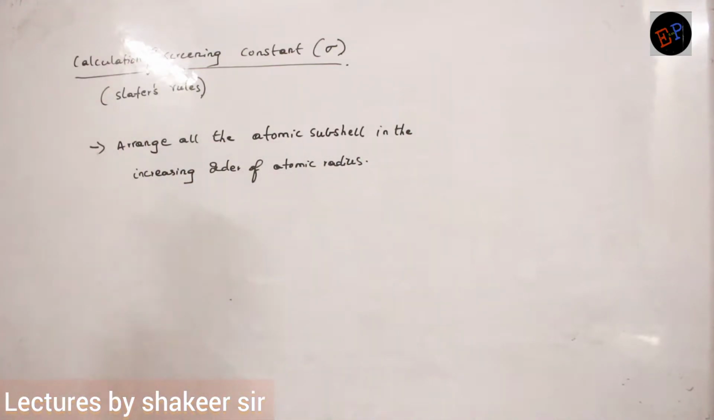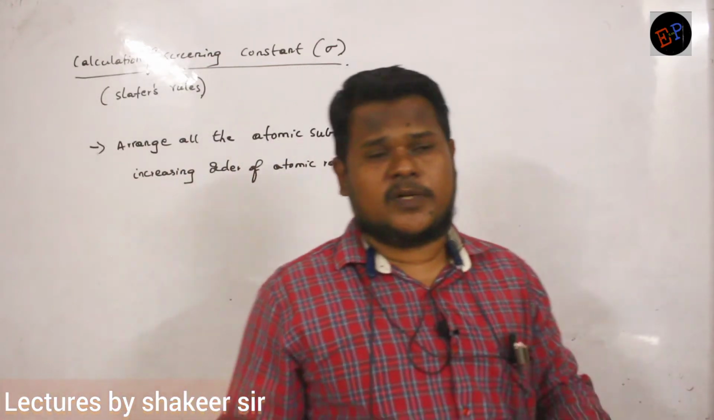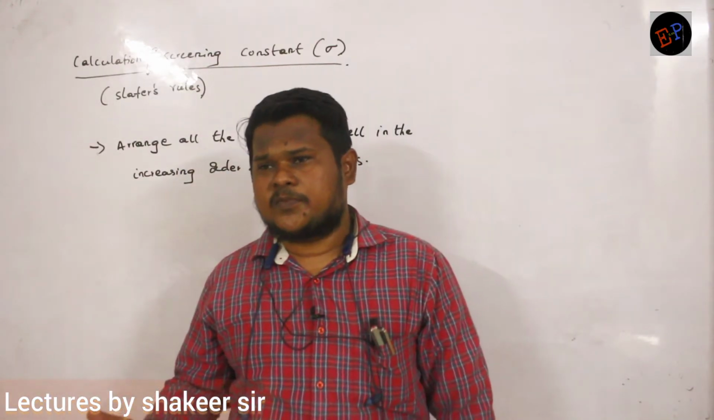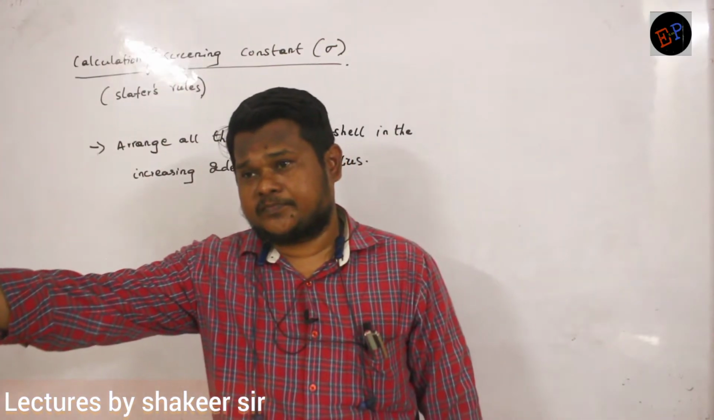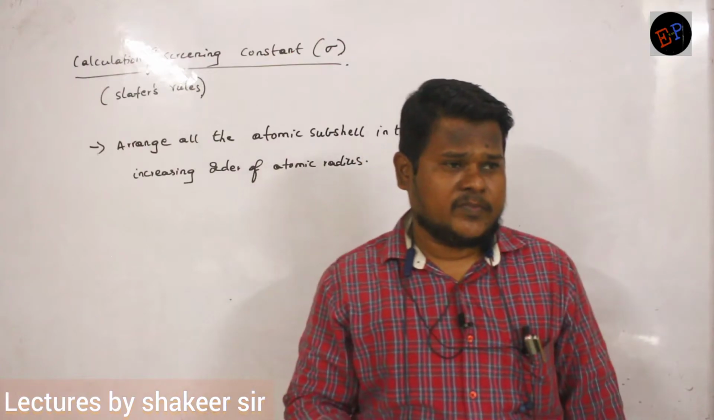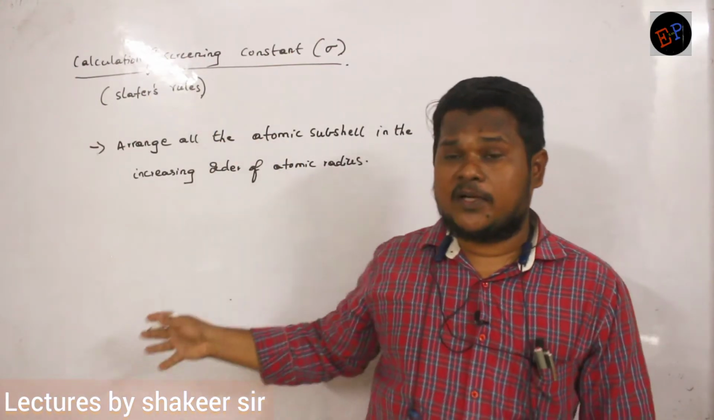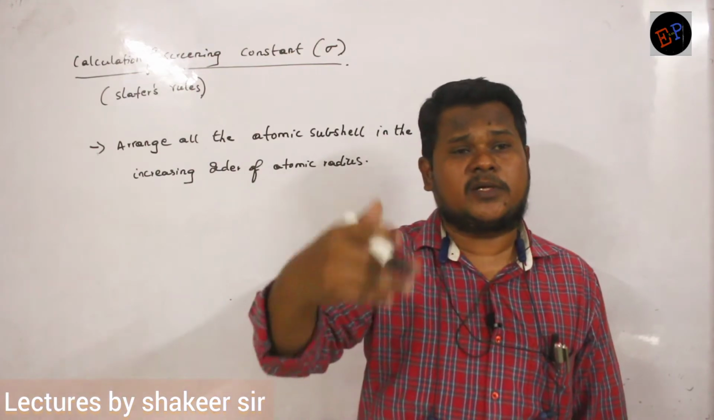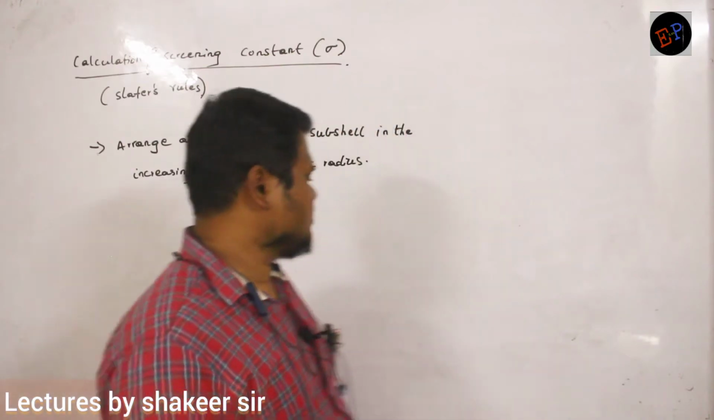So first of all, we are not writing the subshells according to the Aufbau principle. According to the Aufbau principle, first 3s comes, 4s comes, then 3d comes. This is called the Aufbau principle. First we will get 4s, then we will get 3d. But to calculate the screening constant, we have to write them in increasing order of their atomic radius itself. What is the meaning of this?